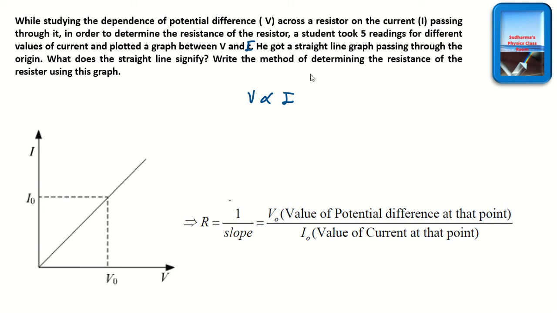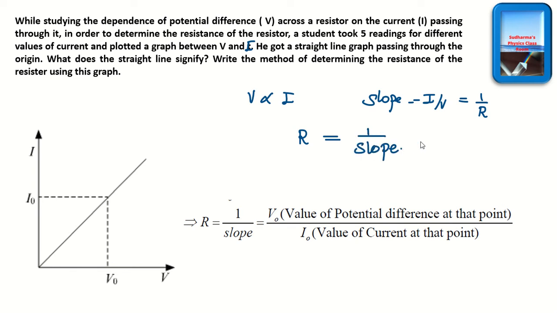Okay, so write the method of determining the resistance of the resistor using this graph. So we know that a VI graph, look at this graph. This is given in the question. So voltage and current are given. Current is on the y-axis and voltage is on the x-axis. So when we are taking the slope of this graph, that is equal to I by V. That's nothing but the reciprocal of resistance. So if you have to calculate the resistance, take the reciprocal of the slope.